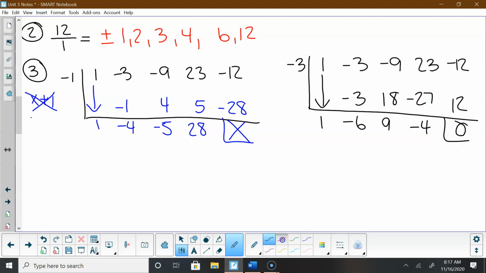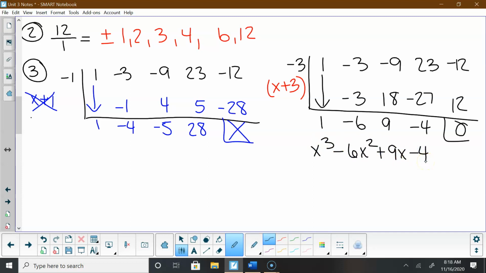Okay, so what this tells me is that x plus 3 goes into my lovely little polynomial. Now, here's what we're going to do from here. I am not going to continue to do long division with that giant polynomial. Okay? We're going to use this smaller one. Because remember, the smaller one says x cubed minus 6x squared plus 9x minus 4.